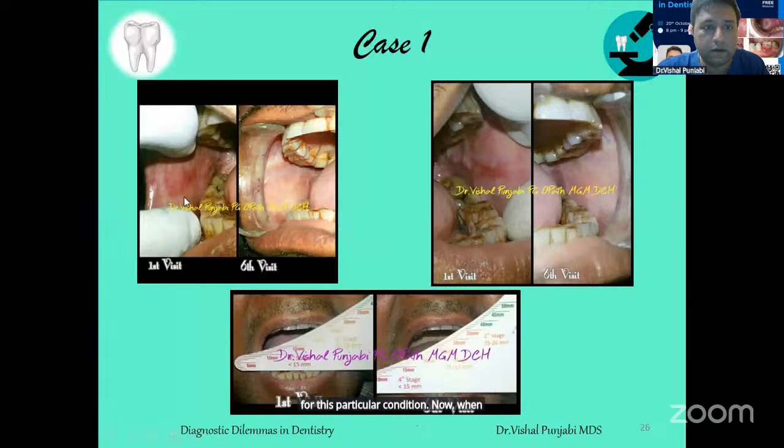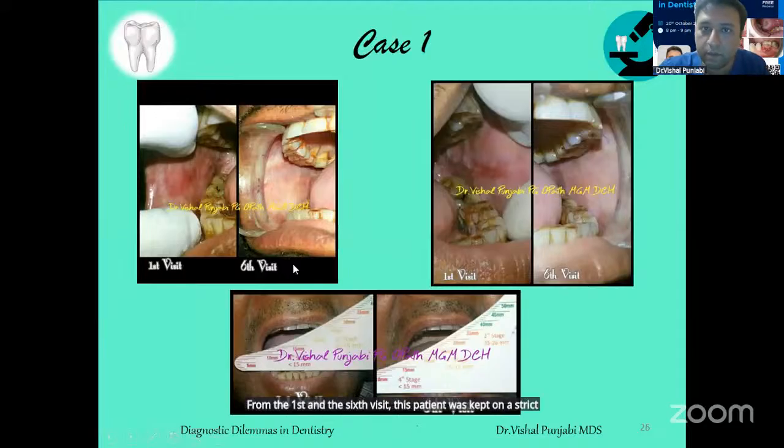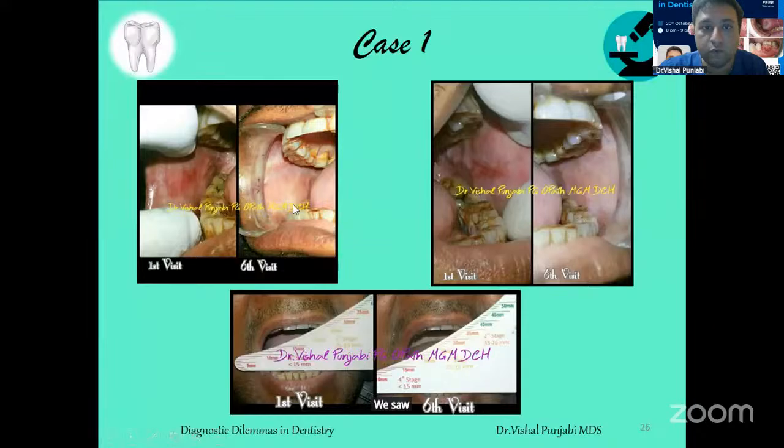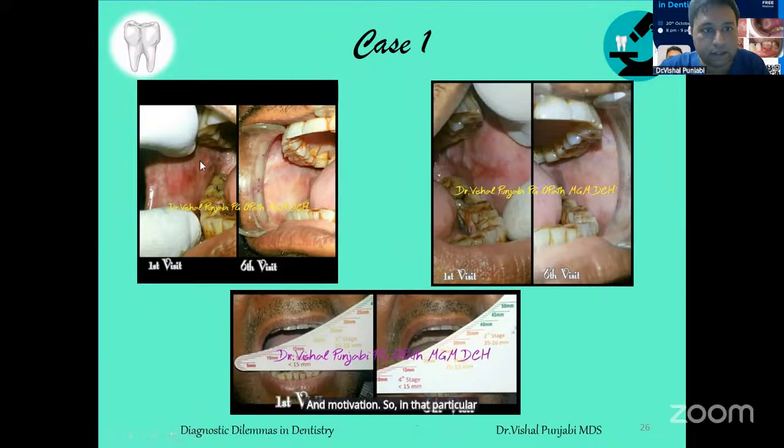Now, when we see here, based on the clinical picture from the first and the sixth visit, this patient was kept on a strict follow-up, and they were asked to visit every week. After every week, we evaluated, and after 6 weeks, we saw certain conditions improving. First and foremost, the most important thing is to break the habit, cessation of the habit, which requires a lot of patient education and motivation. So in that particular case, what we are seeing here is that the erythema is all gone, the amount of blanching has reduced, and moreover, the mouth opening was also improved by almost 10 millimeters in a span of 1.5 months.